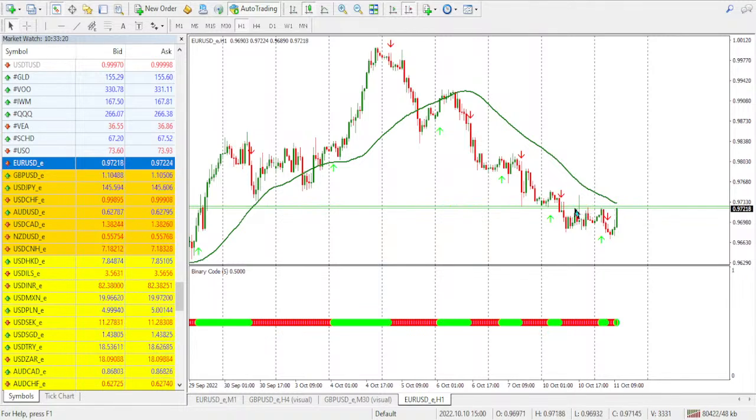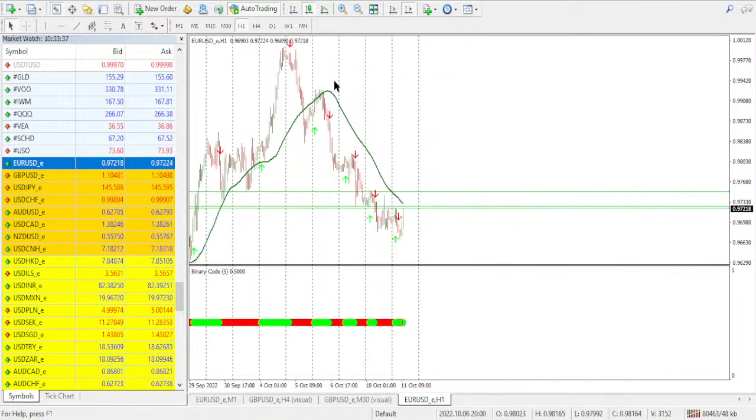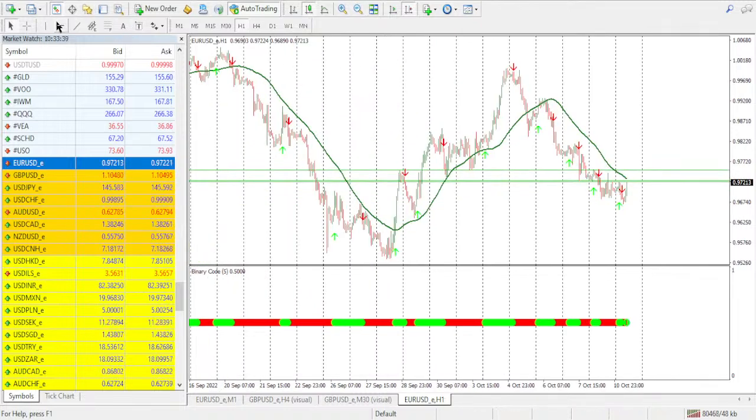So have a pending sell limit, have your stop loss there. Have your stop loss above the high of this candle, this one. Then you should have a take profit here. Have your first take profit here, and then the next take profit is this one.